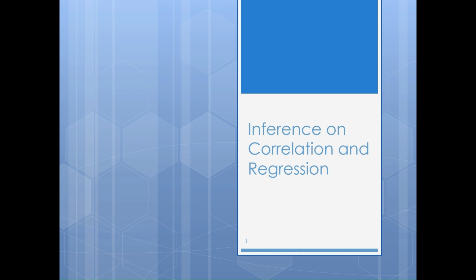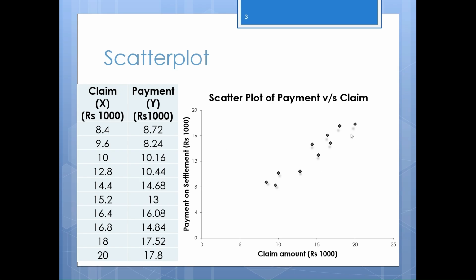Now, what are we going to do here? We are going to talk about, first of all, inference on correlation. All right. When we talk about correlation, I just want to remind you that we are using this data of claim and payment amount. And you had this data that we were working on in the first semester in class. So you will see that there is a positive linear relationship between payment on settlement and claim amount. Now that is based on 1, 2, 3, 4, 5, 6, 7, 8, 9, and 10 observations.